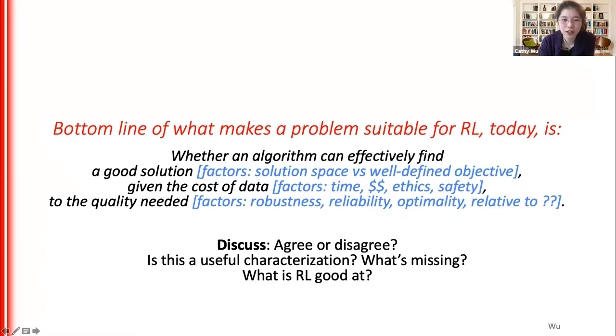Here's putting together the pieces of what we've discussed. What makes a problem suitable for RL is whether an algorithm can effectively find a good solution, given the cost of data, to the quality needed. Each of these can be broken down. For a good solution, some factors are the solution space and the objective. The cost of data means time, money, ethics, safety. The quality needed factors in robustness, reliability, optimality, and also relative to what. These question marks can include other approaches, so better than other approaches.